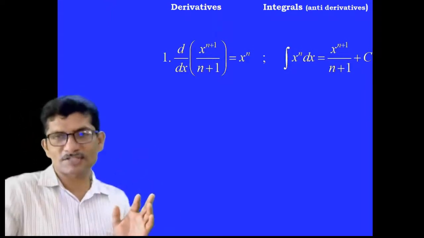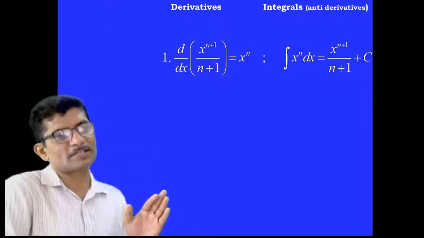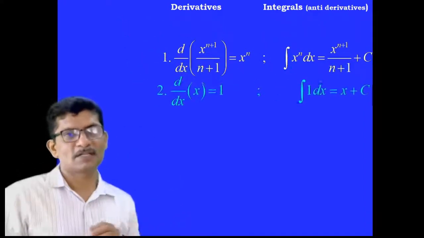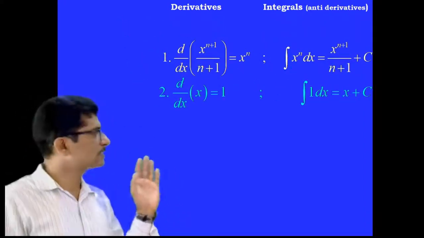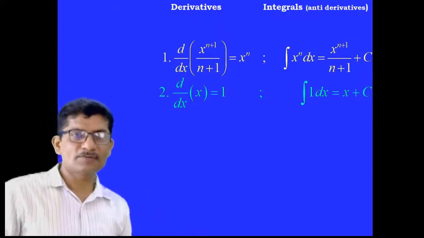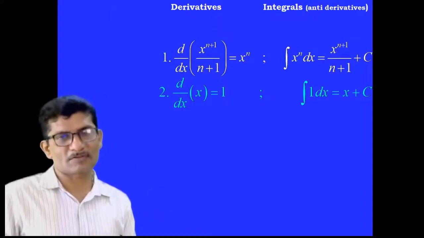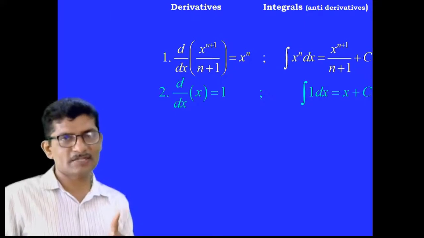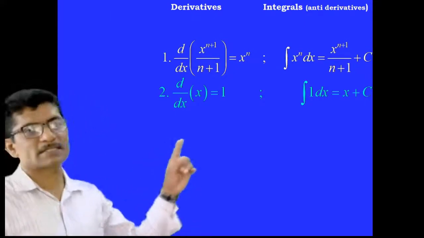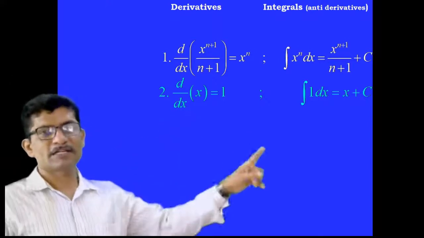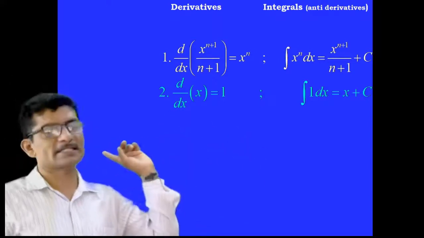The differentiation means the slope of the tangent, the movement of the curve. Similarly, the second one is a particular case: the derivative of x with respect to x is always 1. It is clear. Using the same result, the derivative of x to the power n with respect to x is 1. Therefore, integration of 1 with respect to x is x plus c.